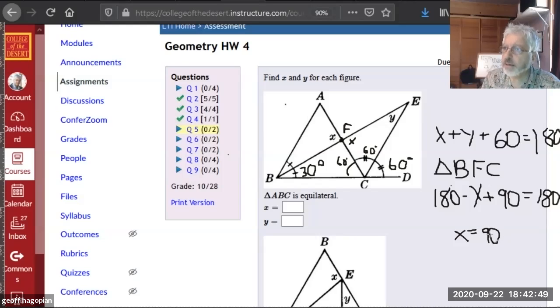Which wasn't obvious, right? I mean, it may look like it's 90, but you can't just deduce by appearance. You have to do what I did here to deduce that. All right, so what does that give us for y then? Well, if x is 90, go back to that first equation, and you're going to have 90 plus 60 is 150, and subtracting that from both sides, you're going to have 30, right? So y is 30. X is 90 and y is 30.